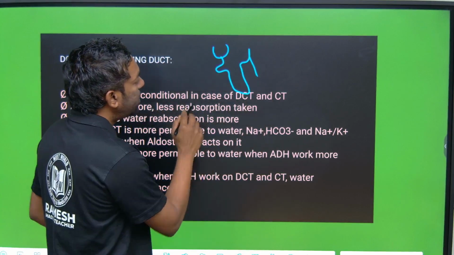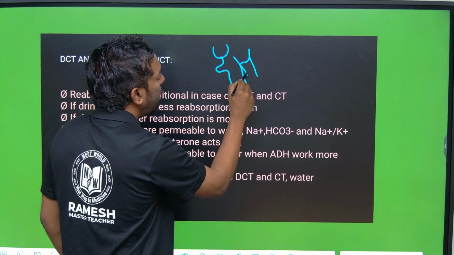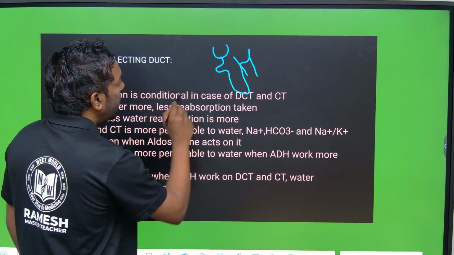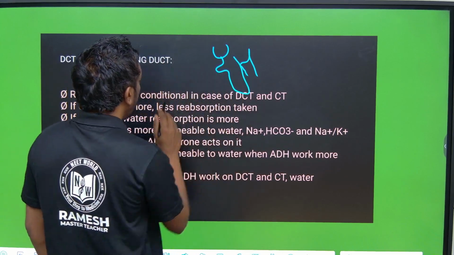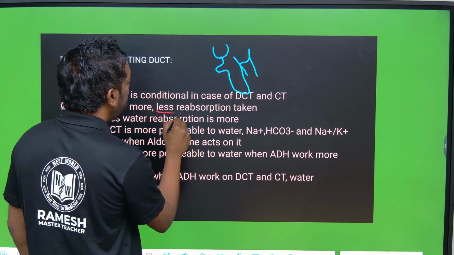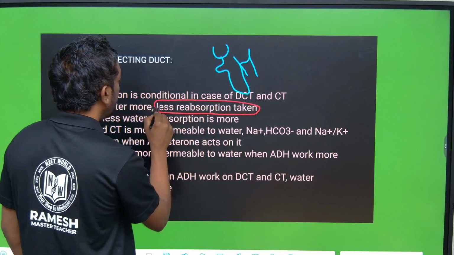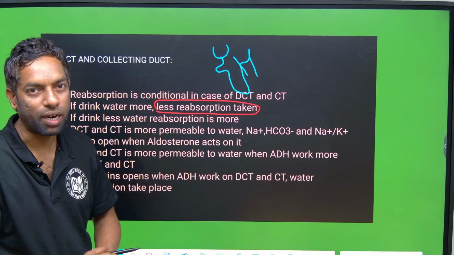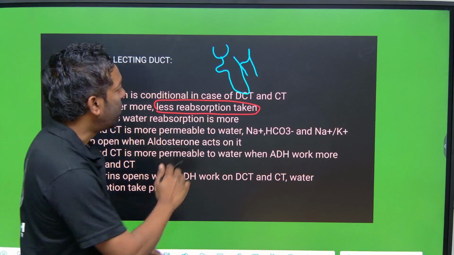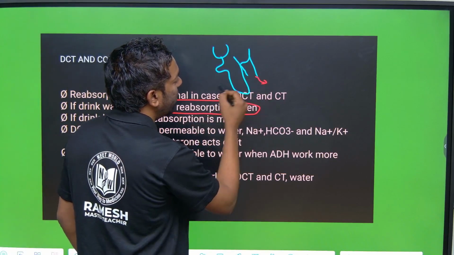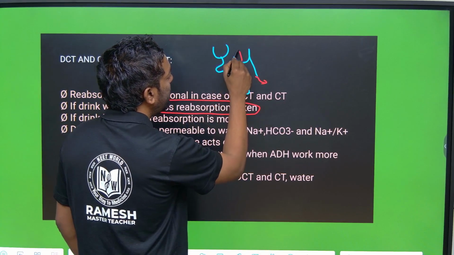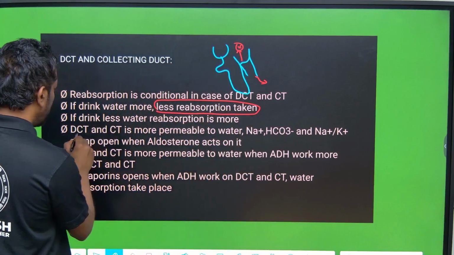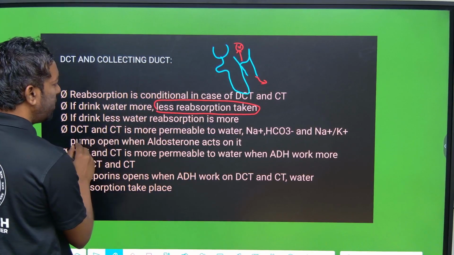Okay. This part is under the influence of hormones. Normally, if we take more water, there is no need for reabsorption, right? No need for reabsorption. The water simply goes away. Reabsorption is not required. Less water is reabsorbed.